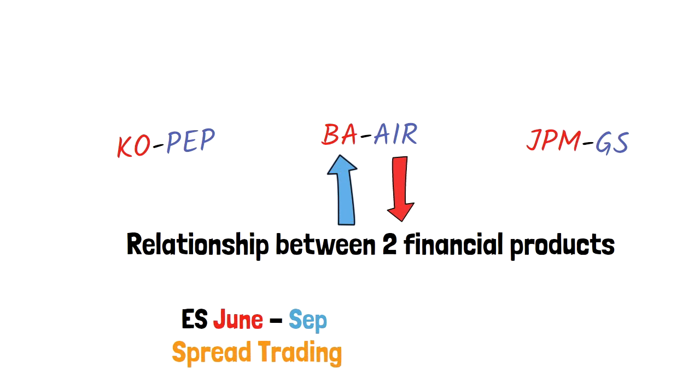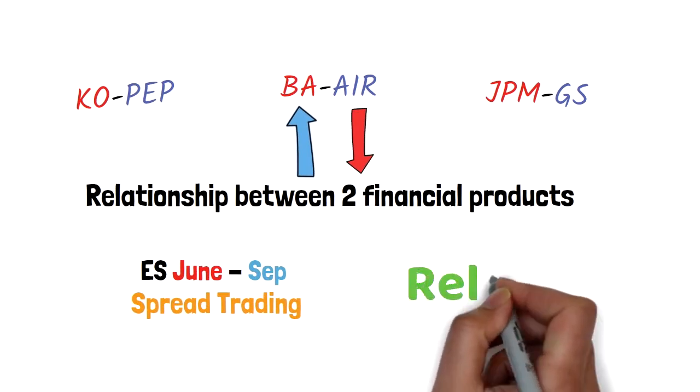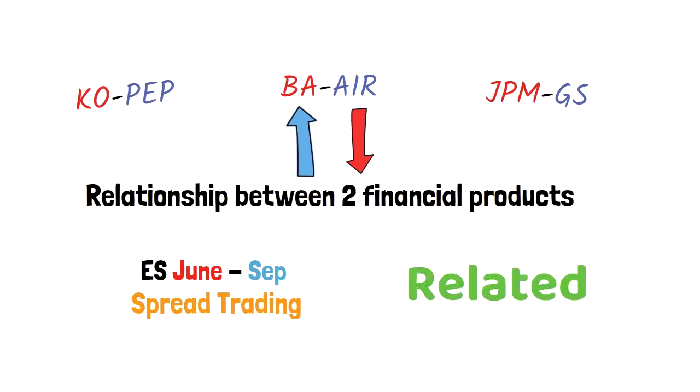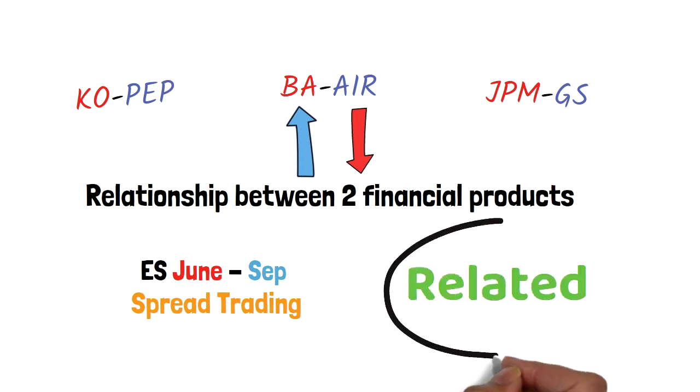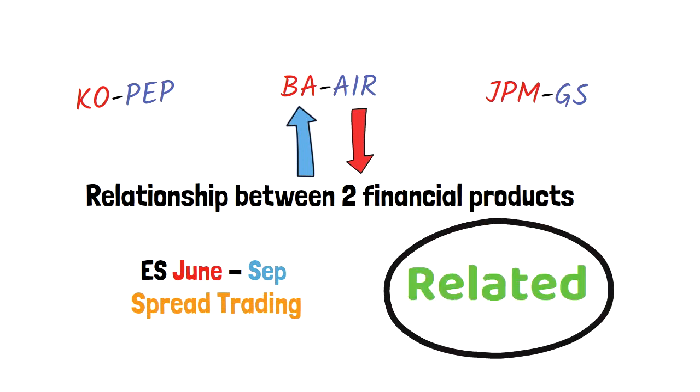One of the most important things you should note in pairs trading is that the two products should be related to each other. If they're not related, then it's not ideal. For example, Boeing and Airbus are related stocks, but Coca-Cola and Boeing are not. Basically, you're trading the relationship between both of these, and that's what gives you the edge in pairs trading.